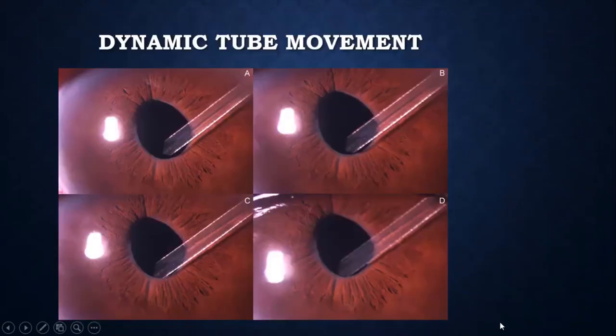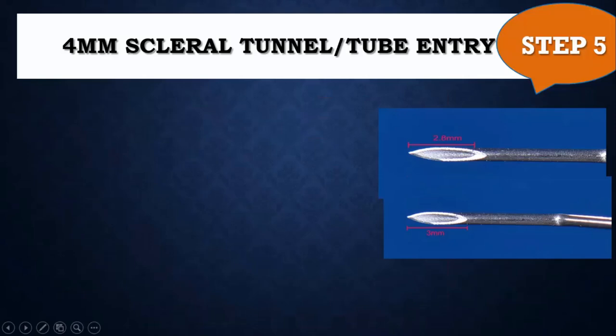And this is a dynamic tube movement. If the plate is not fixed and secured properly to the sclera, then with each extraocular movement, the tube can just go in beneath the pupil and come out of the pupil, rubbing the pupil. Such dynamic movements could happen if the plate is not secured well to the sclera.